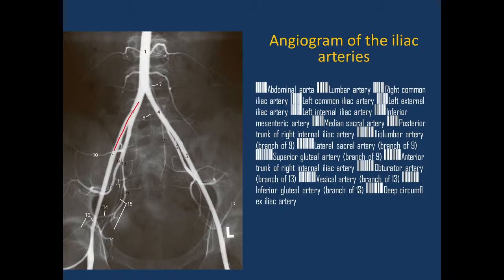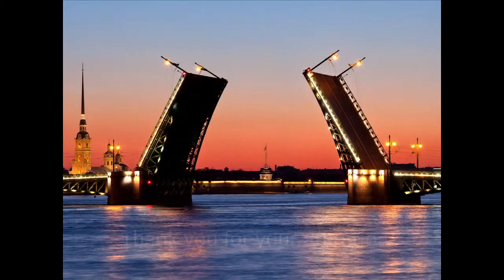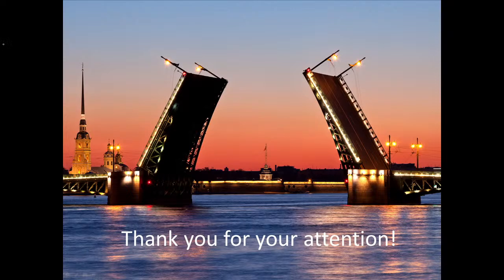This is an angiogram of the iliac arteries, common arteries, and internal and external arteries. And after they go out of the pelvis, they transform into the femoral arteries. And foreign bodies inside of the pelvic cavity. I think it is some patient with head problems, mental problems. But this is even a mobile phone in the rectum. So now that's all I'd like to share with you to demonstrate in X-ray examination.